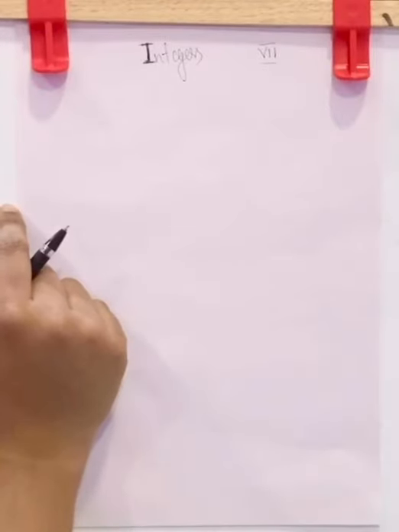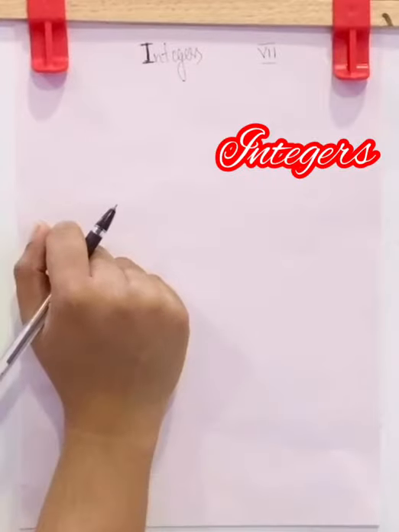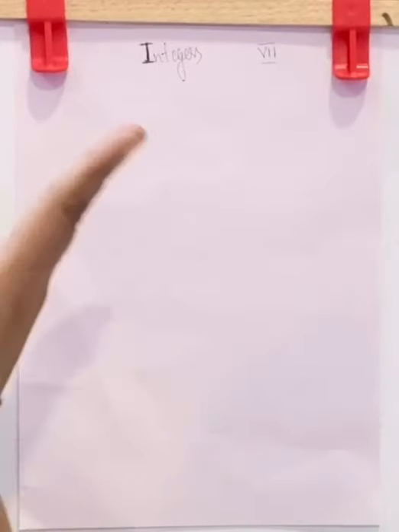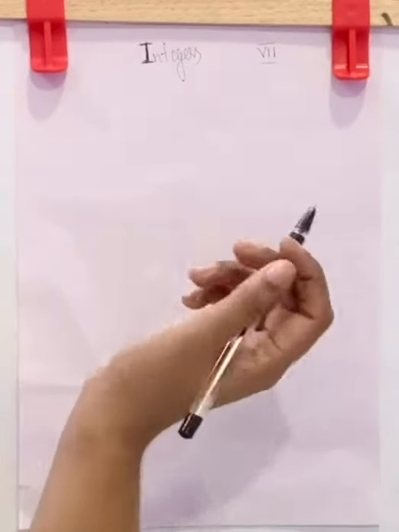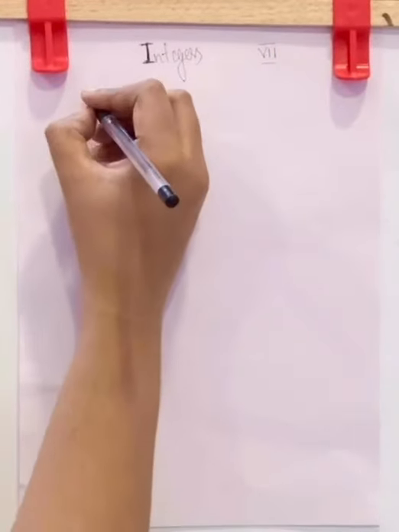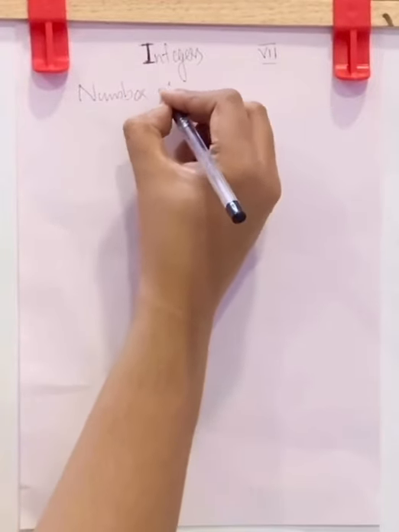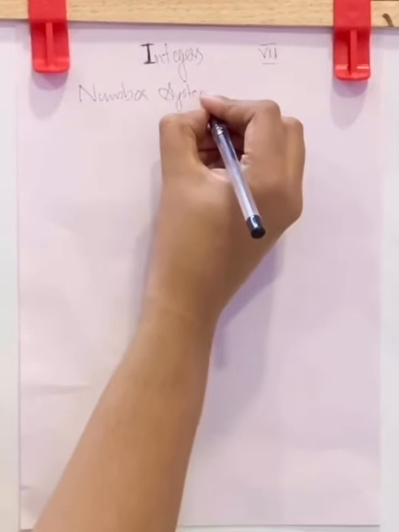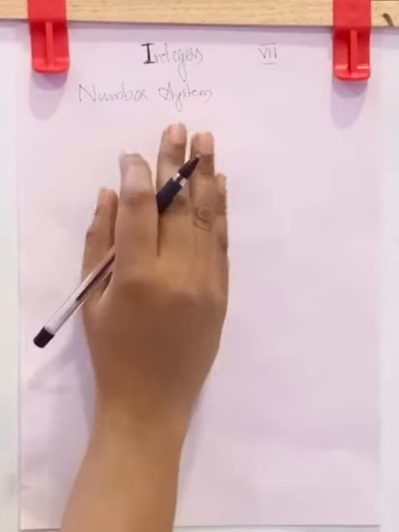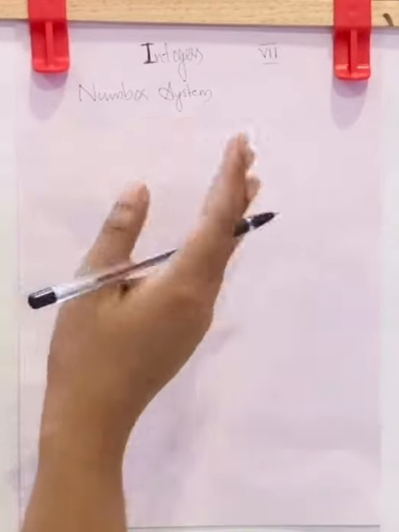Namaste. Today we will learn the topic integers. Before that, we will check some previous topics which you have studied in the earlier classes. Now we will look at what a number system is. Number system means numbers are systematically arranged, and we have so many sets of number system.